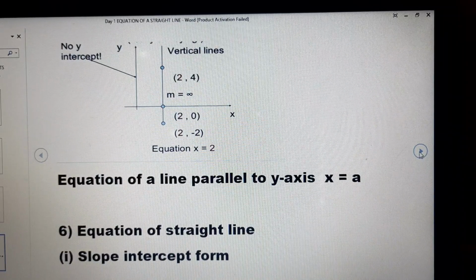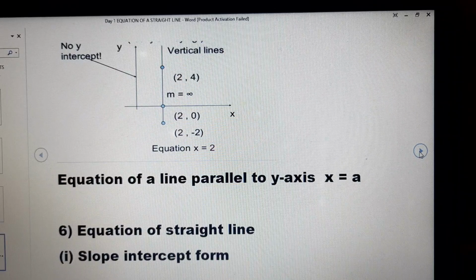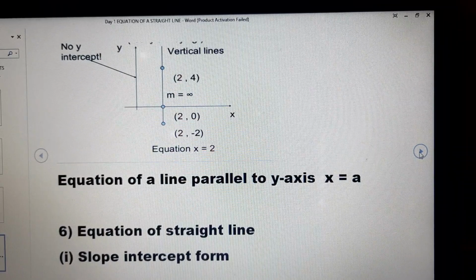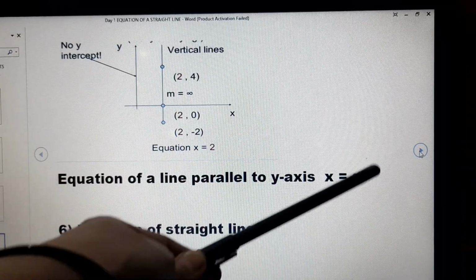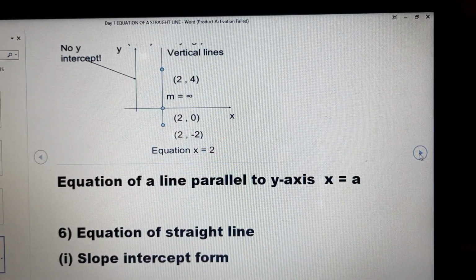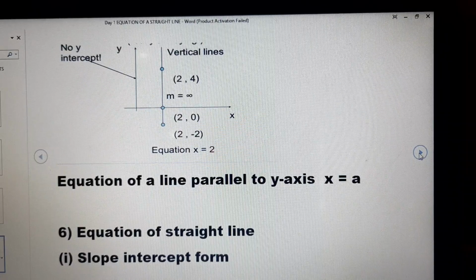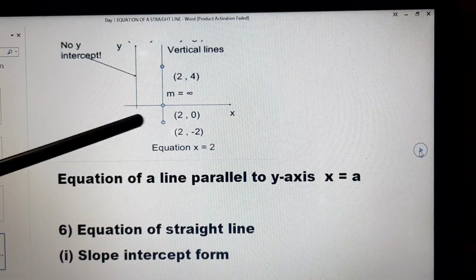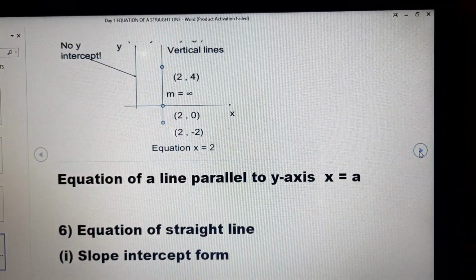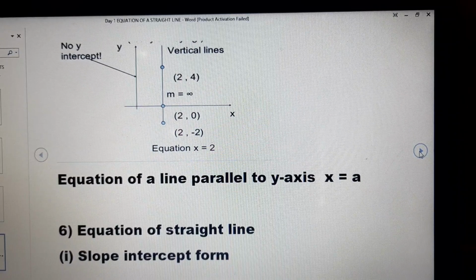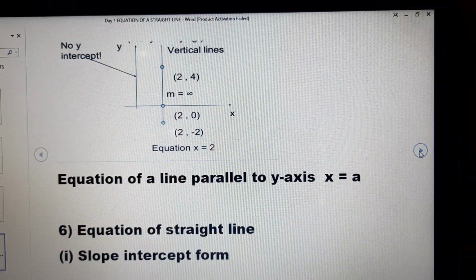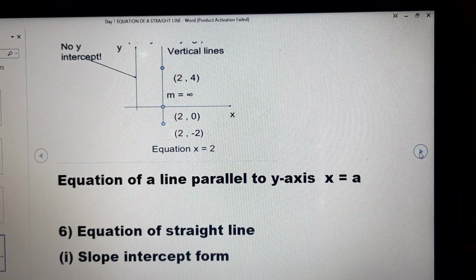So while writing the equation, in which form will it be? x is equal to a. The equation of a line which is parallel to the y-axis will be in which form? x is equal to a. And this a is what? The intercept cut by the line segment on the x-axis. As you can see, it is intersecting the x-axis at point (2, 0), so the equation of this line segment will become x is equal to 2. You have to understand one more thing.